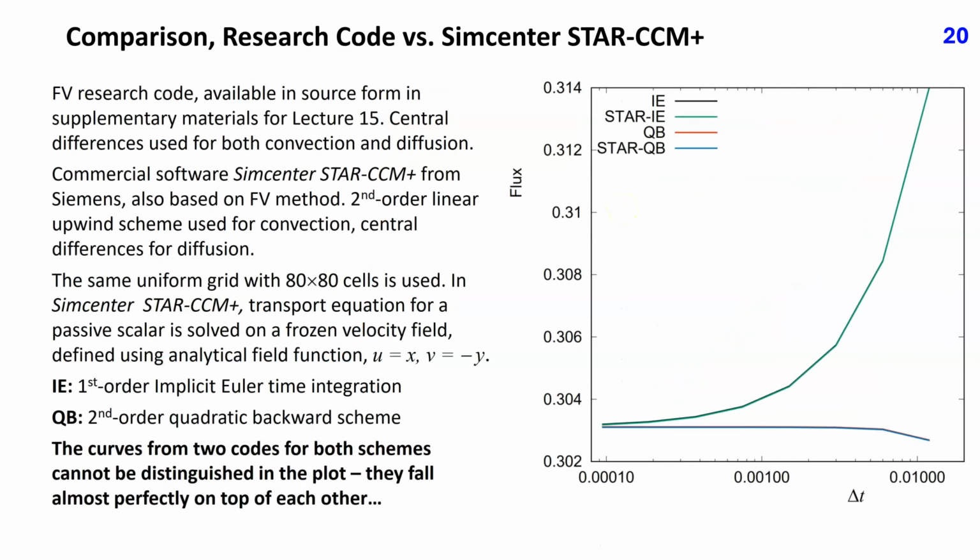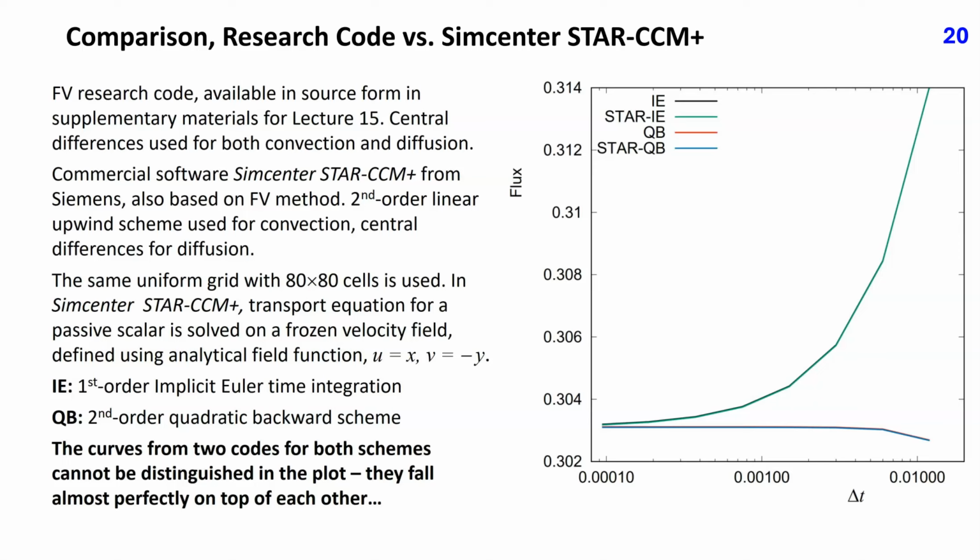This figure shows the comparison of results obtained with the finite volume based research code available in source form in supplementary materials for lecture 15 and with the commercial software SimCenter STAR-CCM+ from Siemens, also based on finite volume method. In the research code, central differences were used for both convection and diffusion, while in SimCenter STAR-CCM+ second order linear upwind scheme was used for convection and central differences for diffusion. The same uniform grid with 80 by 80 cells is used.